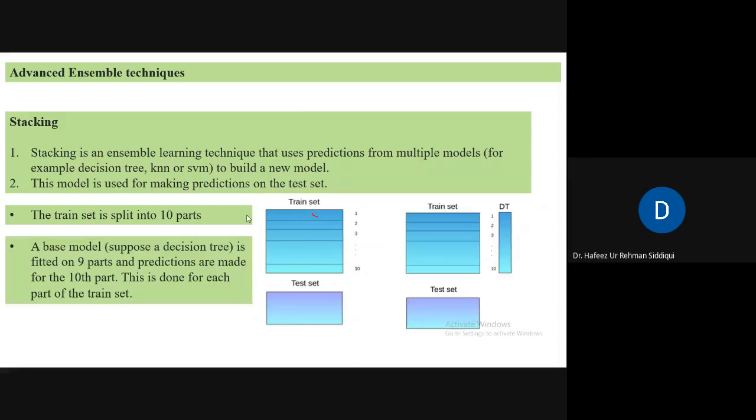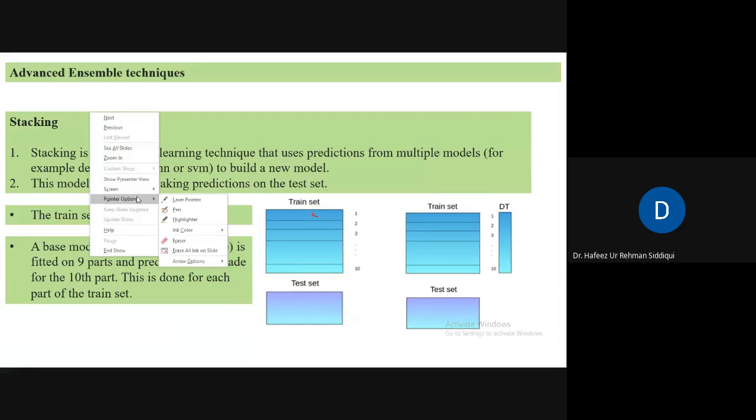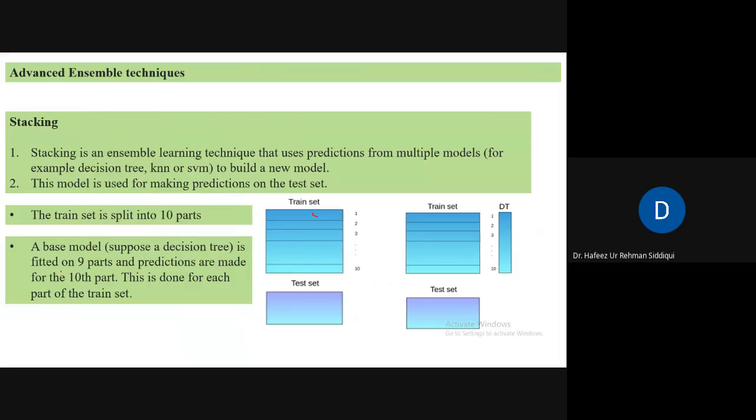Split into 10 with a base model. For example, we are taking a decision tree as our base model. The base model is trained on the 9 subsets, 9 parts. You train your decision tree on the 9 parts. These are your 9 parts. And this is done for each part of the train set.